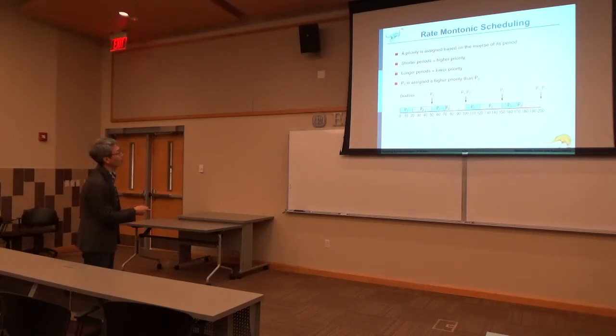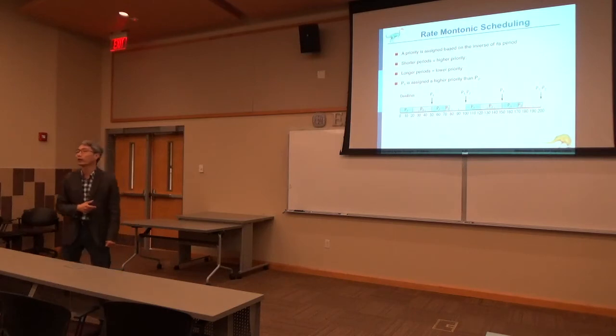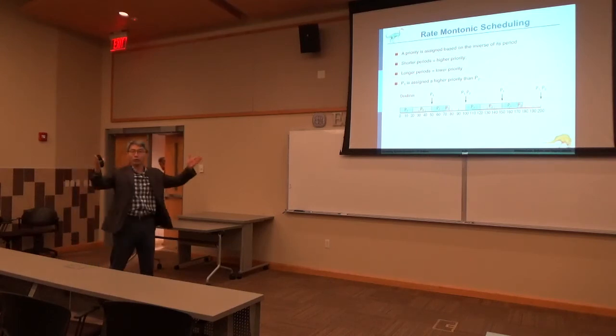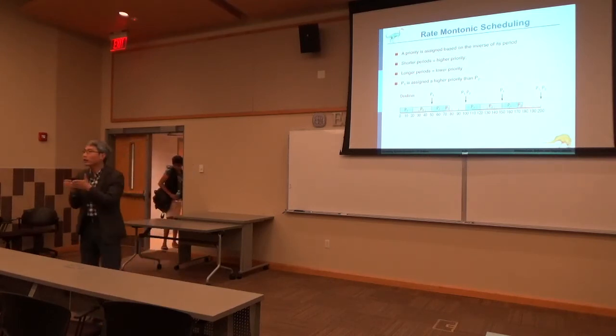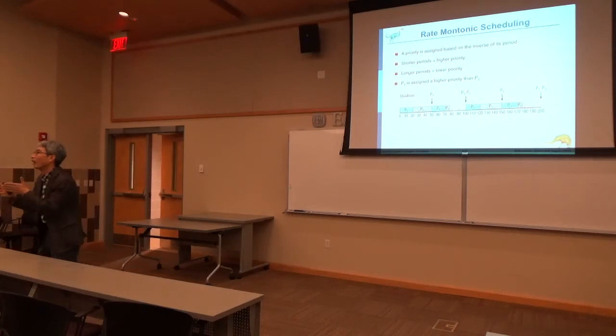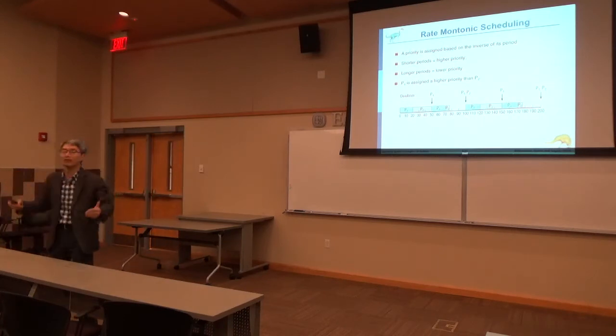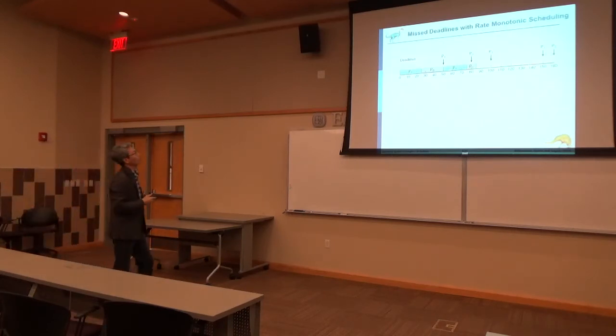P1 is in the 50, P1 50, P1 50. P2 will be done within 100. Okay? This is priority based, but the priority is the inverse of the period. So shorter period means it's more critical, and longer period is less critical. The problem of this one is sometimes it can miss the deadline.